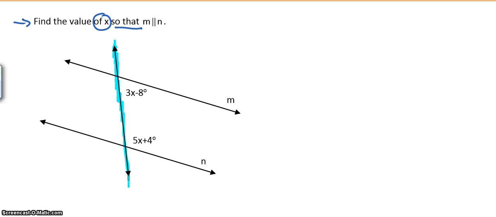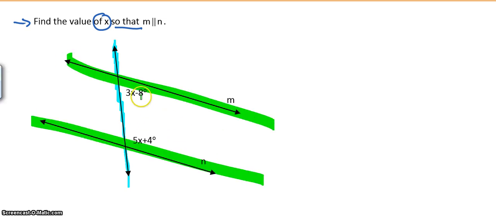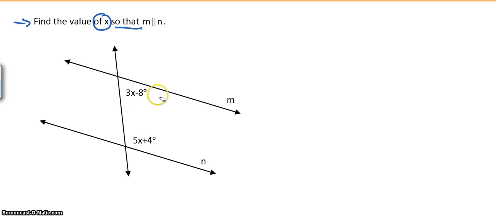Now looking at these, locate your transversal as always. So there's my transversal. Here's my sandwich lines. My angles I'm focused on are on the inside, so we're looking at interior, and they're on the same side of my transversal. So interior, same side, we know same side is supplementary. So we know 3x minus 8 plus 5x plus 4 is equal to 180. So we have same side supplementary, and now we can go ahead and solve this equation.